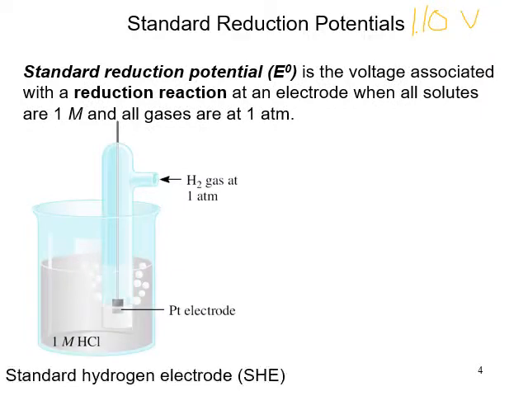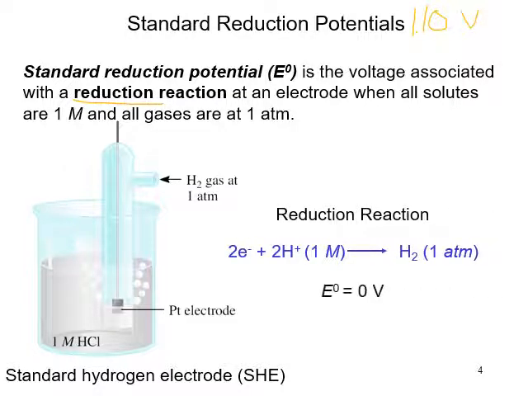Standard reduction potential. It's the voltage associated with a reduction reaction at an electrode, when all solutes are 1 molar and all gases are at 1 atmosphere. Now, this is a standardization that has been standardized to what's called the standard hydrogen electrode, or the SHE. That means every element or other half cell reaction has been coupled to the SHE, the voltage measured, and tabulated.